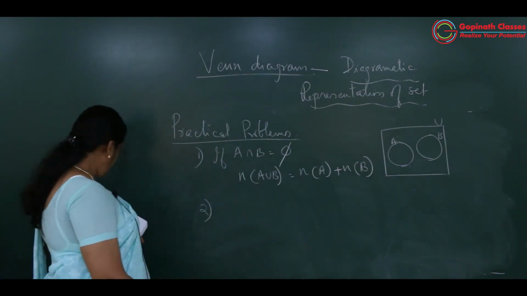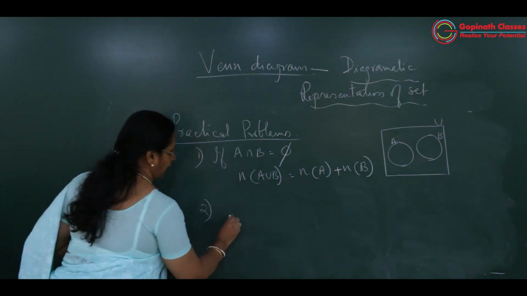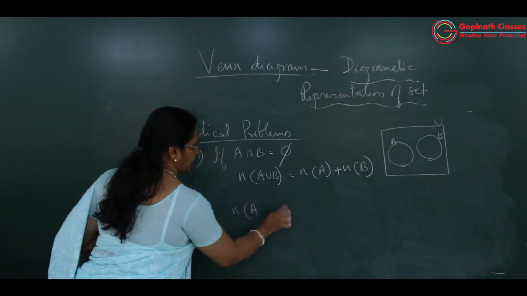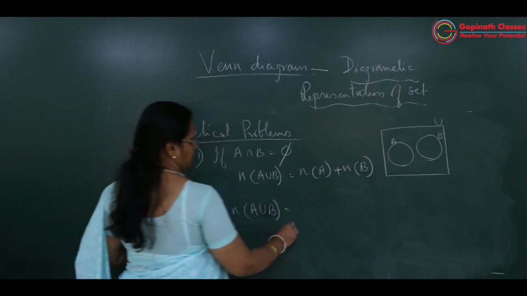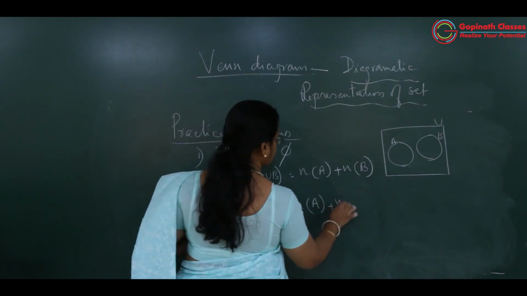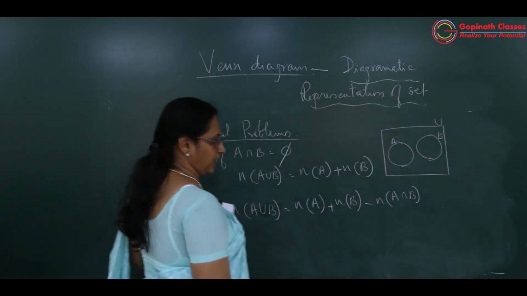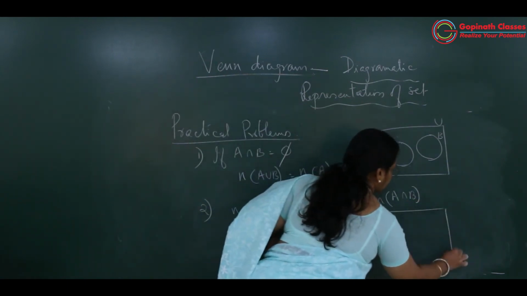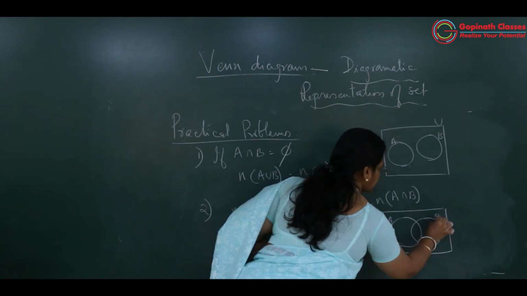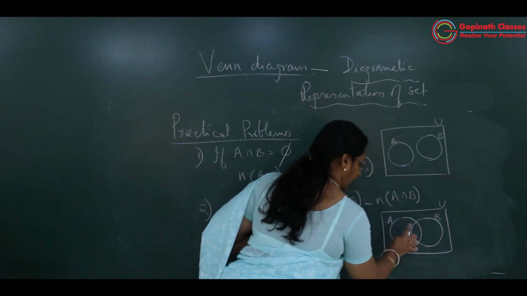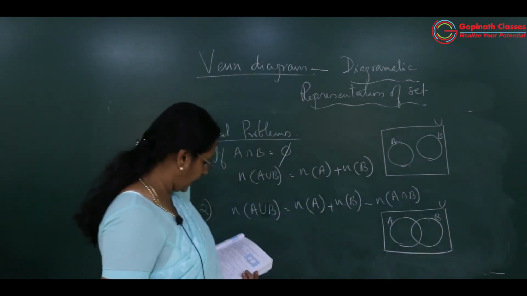Second concept, if A intersection B is not a null set, if the sets are finite and there is an intersection, then number of A union B is equal to, it's a very important formula which will be very useful in practical problems, number of A plus number of B minus number of A intersection B. Because in the figure also you can see very clearly, the intersection part is added twice, in A and in B. If it's like this, this is A, this is B, and this is U. So to get A union B, take all of A plus all of B, and this part is repeated twice. So we subtract it once, minus N(A intersection B).